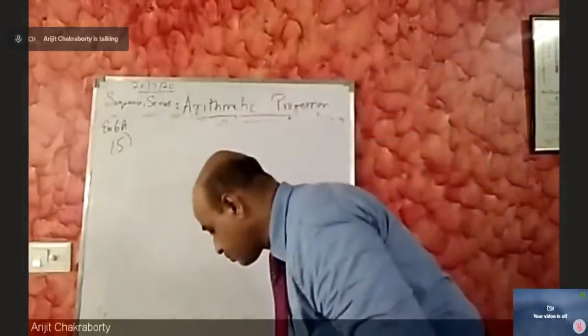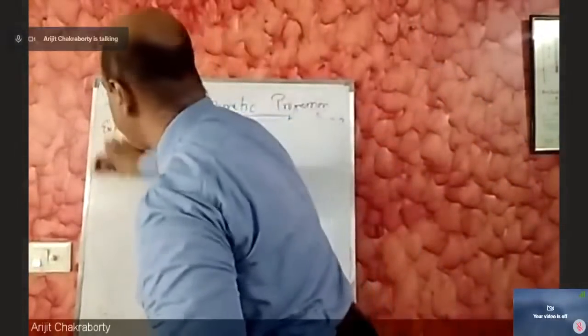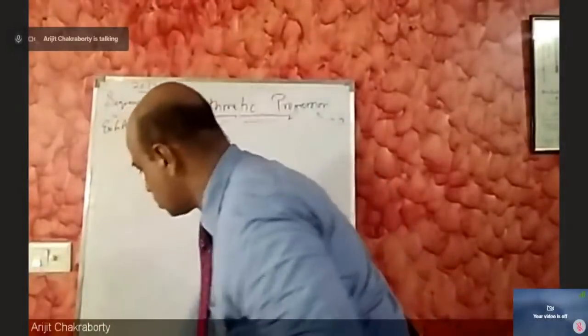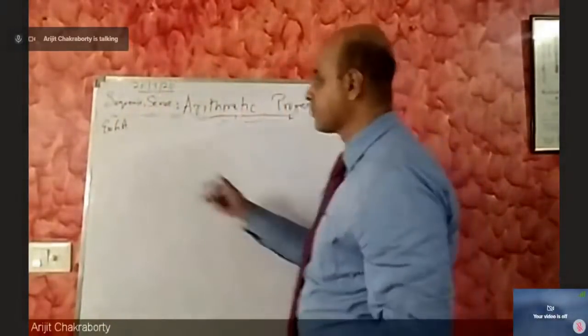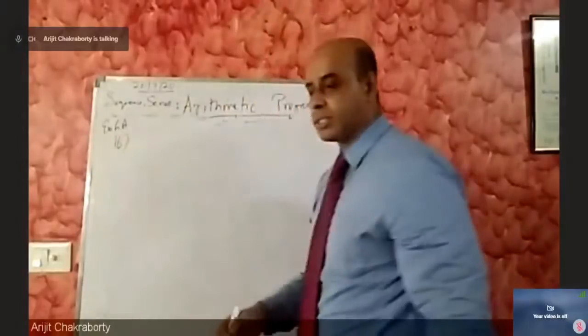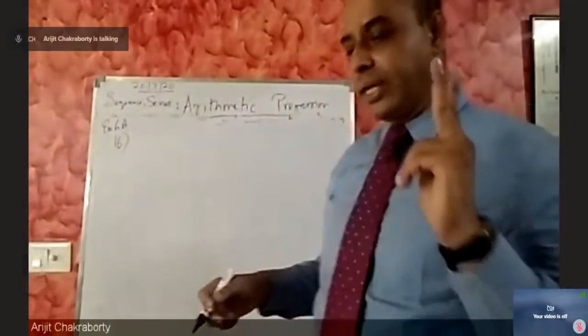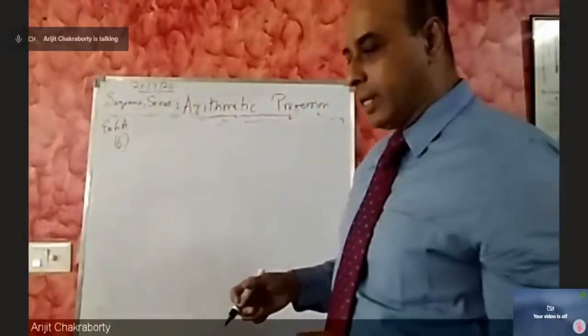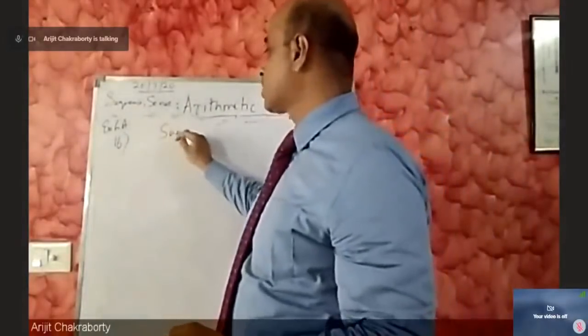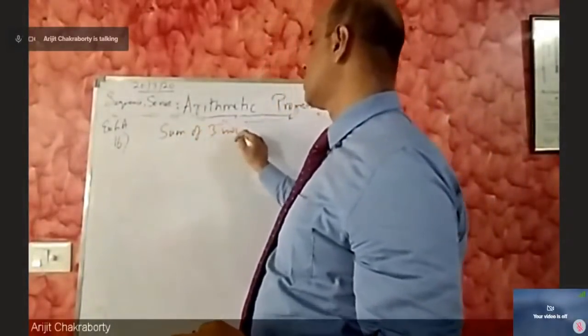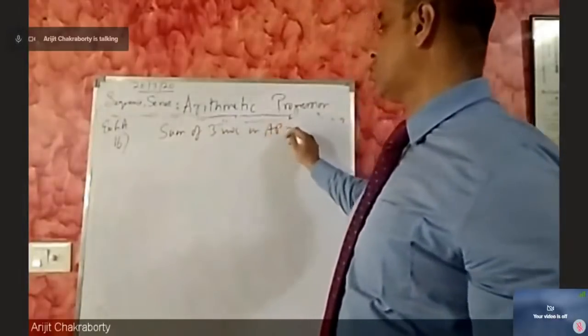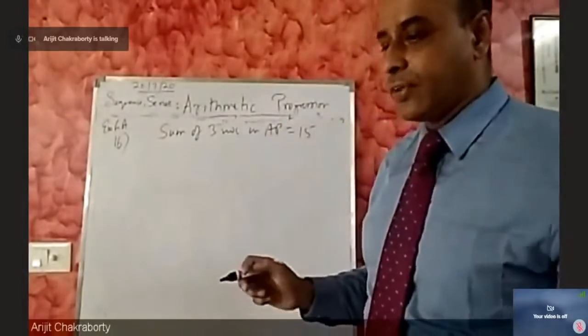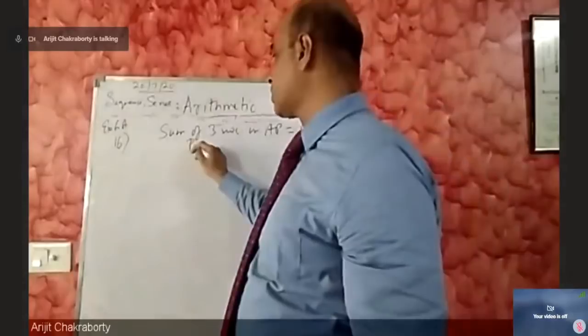So now let's take up number 16. Okay. So please note this is number 16. Exercise 6A, number 16. The sum of three integers in AP is 15. So the sum of three numbers in AP is equal to 15 and their product is 80.